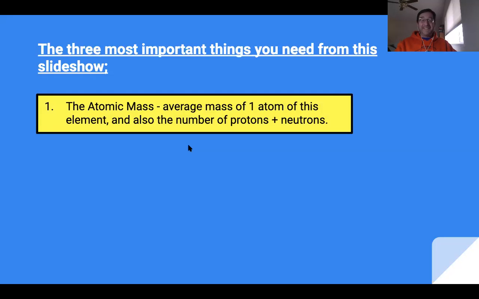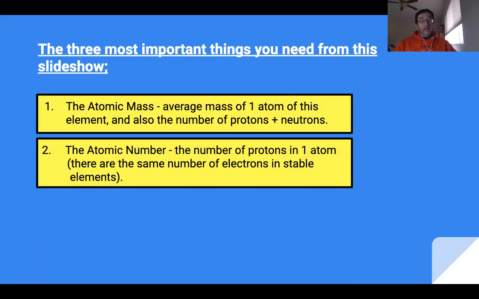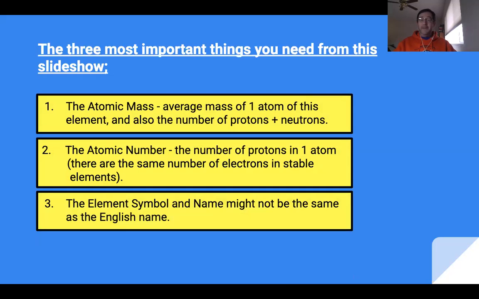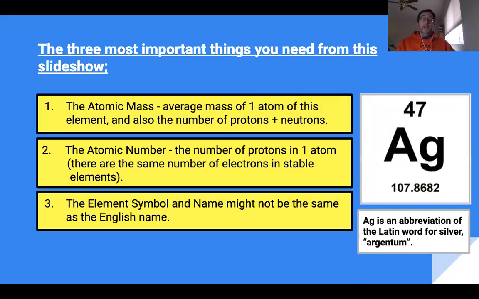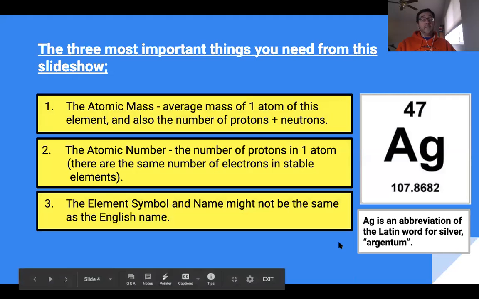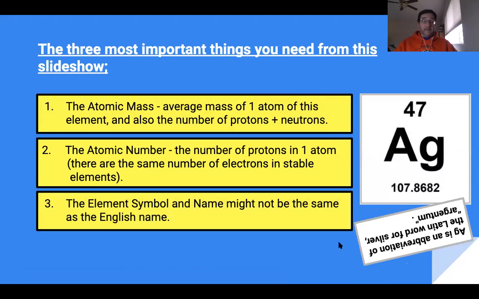Here are the three most important things you need to know from this slideshow. The atomic mass is the average mass of one atom of this element. It's also the number of protons and neutrons. The atomic number is a little bit different. It's the number of protons in one atom, and there's going to be the same number of electrons as long as it's a stable atom of that element. So atomic number is the number of protons, which is also the number of electrons. And finally, the element symbol and name might not be the same because they're usually based on Latin or Greek words, not English words. For a quick example here, the symbol for silver is Ag. That's because it's an abbreviation for the Latin word for silver, which was argentium.